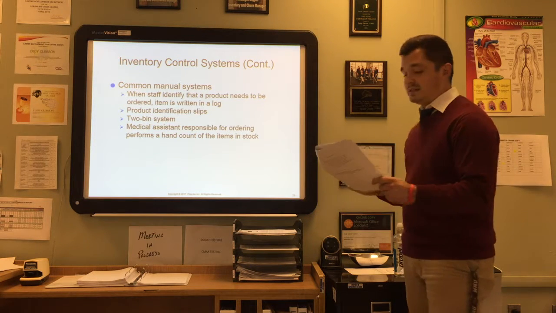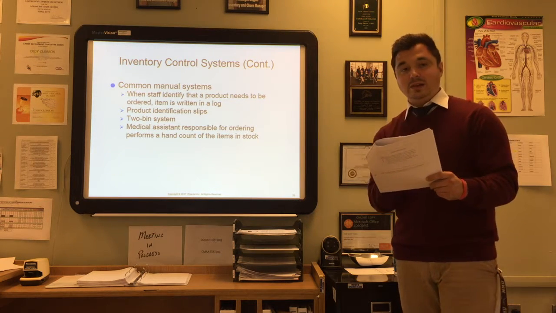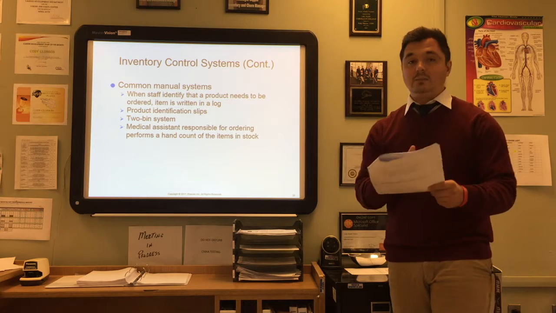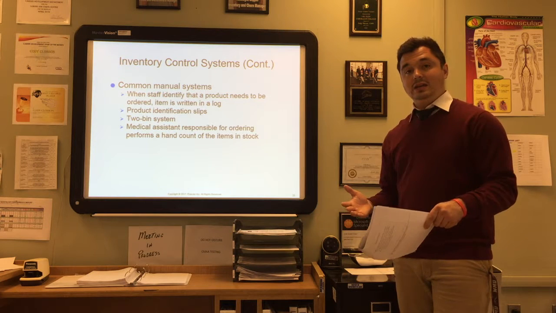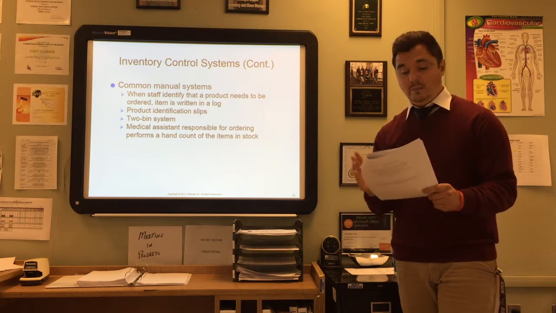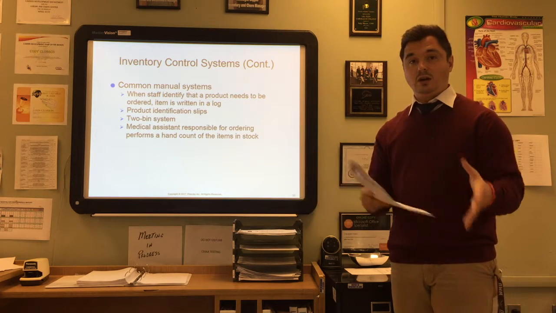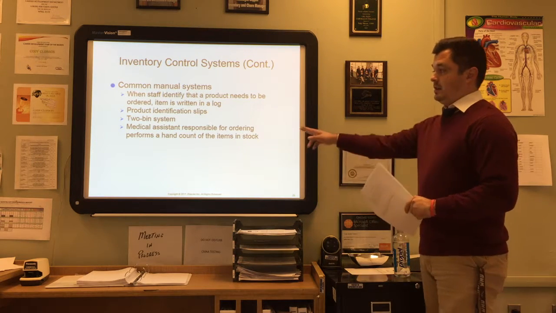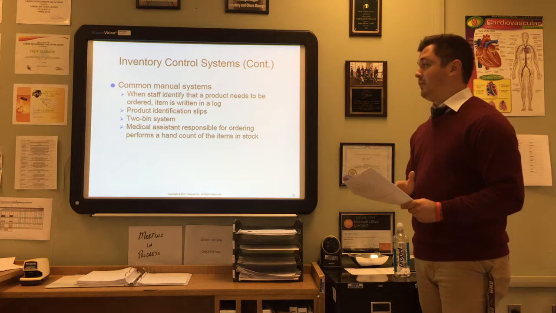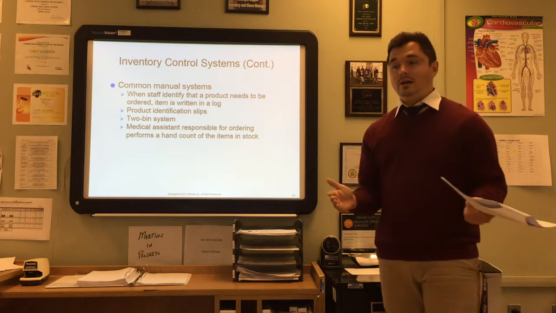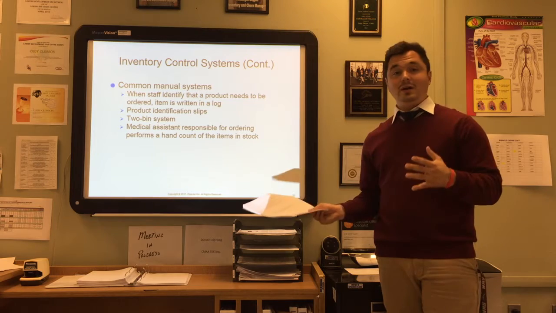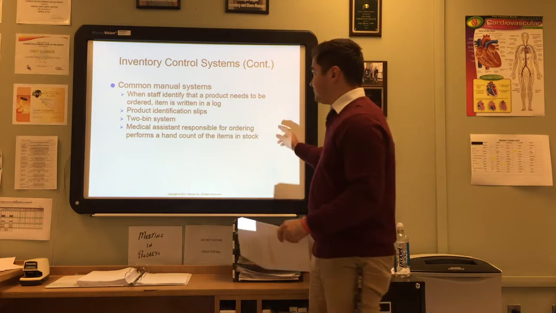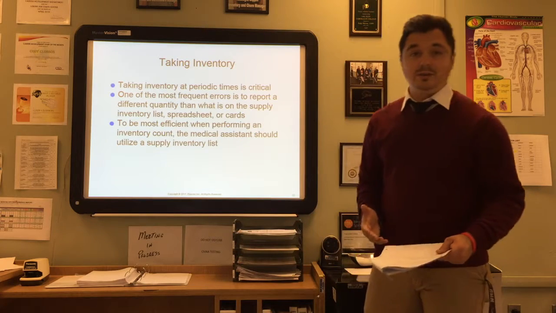Now what I mean by a two-bin system is a system that consists of having a main bin for each item in the inventory, and then a backup bin for each. Once you use up the main item bin and you are into that reserve or backup item bin, then it's time to reorder. And then your medical assistant responsible for ordering performs a hand count of the items in stock. So basically another way is just to go count them, see how many there are, and then reorder as much as you need. Of course, the most efficient ones are going to be your computerized ones.